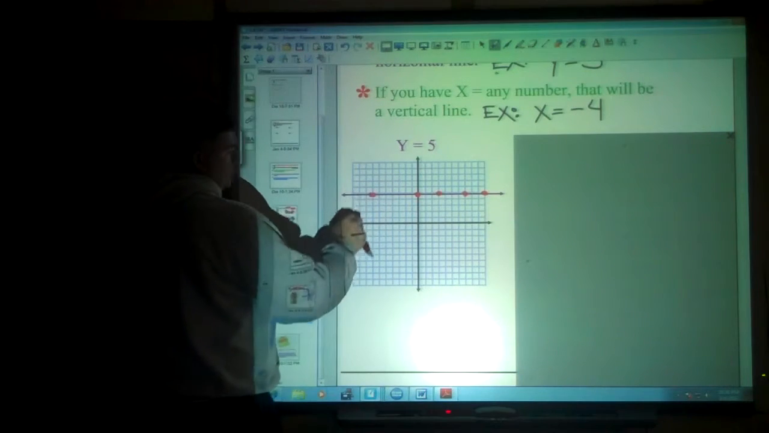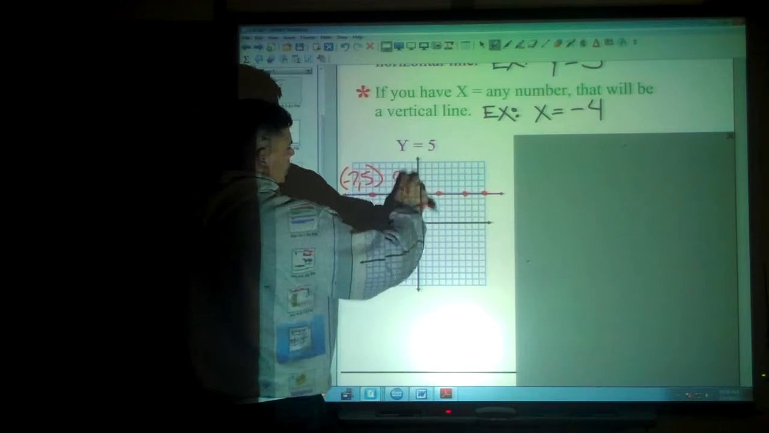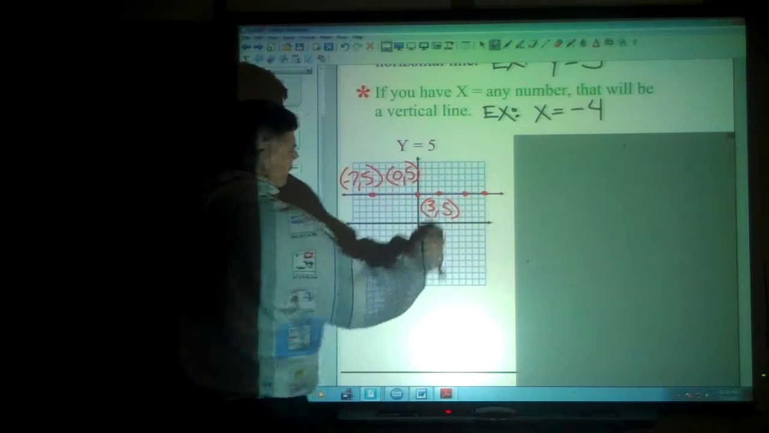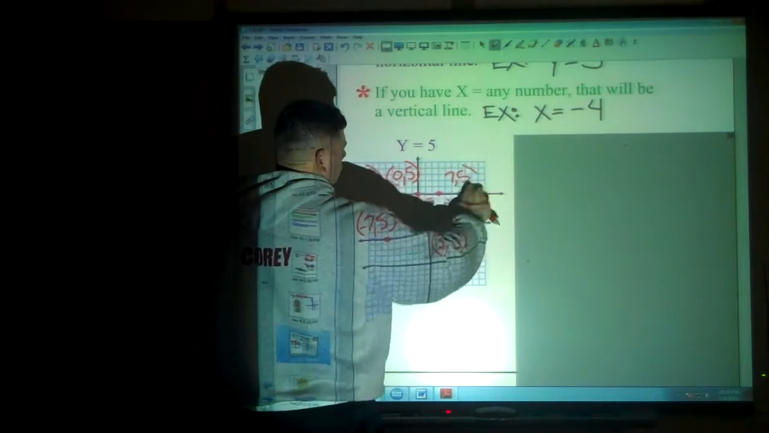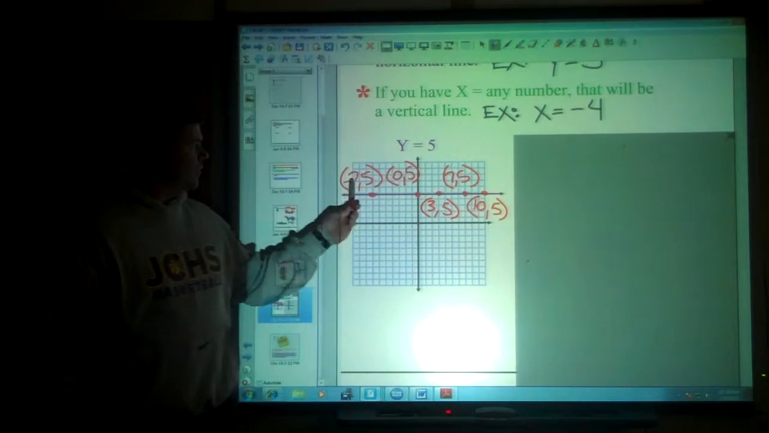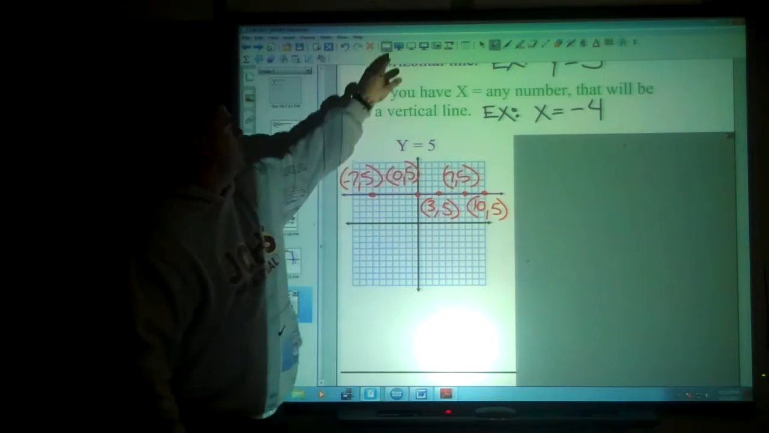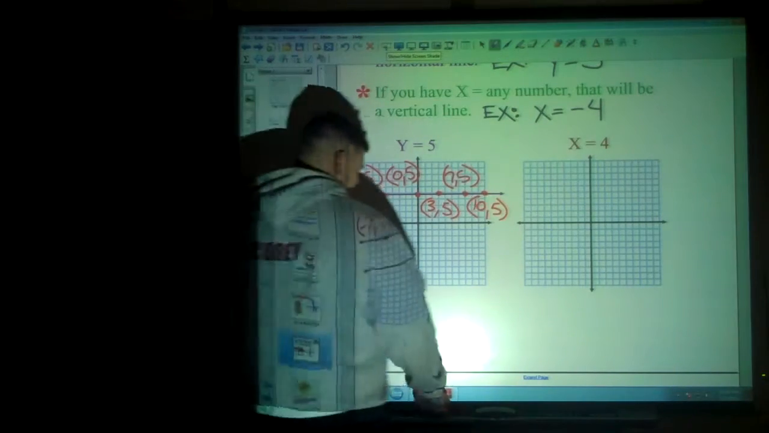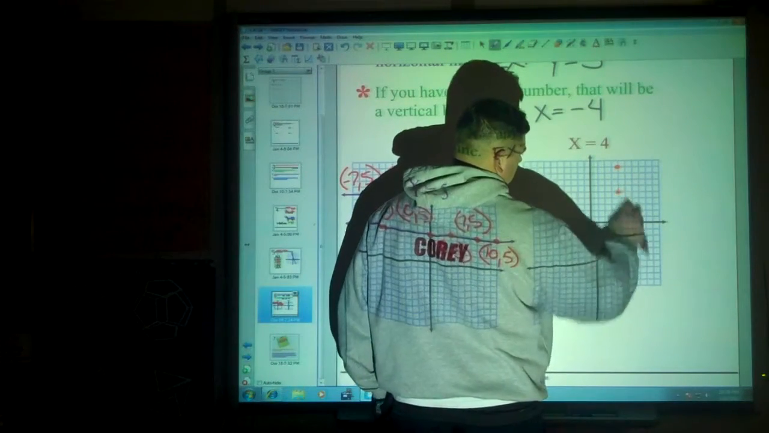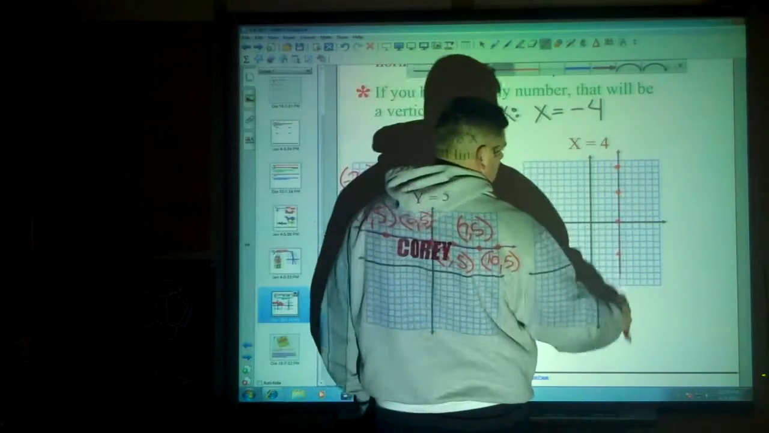So coordinate-wise, this is negative 7, 5. This is 0, 5. This is 3, 5. That's 7, 5. This is 10, 5. You'll notice the x value can change to anything it wants to, but what is y always? Y is always 5. And the very same concept exists for x equals 4. No matter where you are, x is always going to equal 4. Here, here, or here, or here. It won't matter. X is going to equal 4.